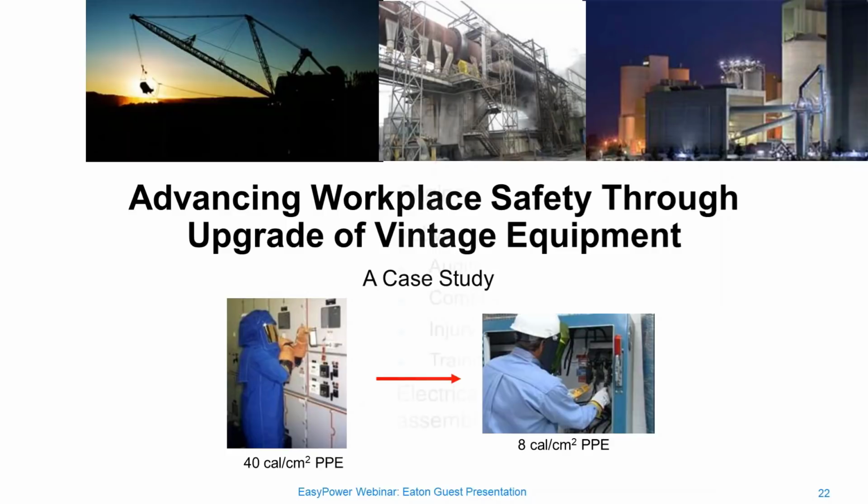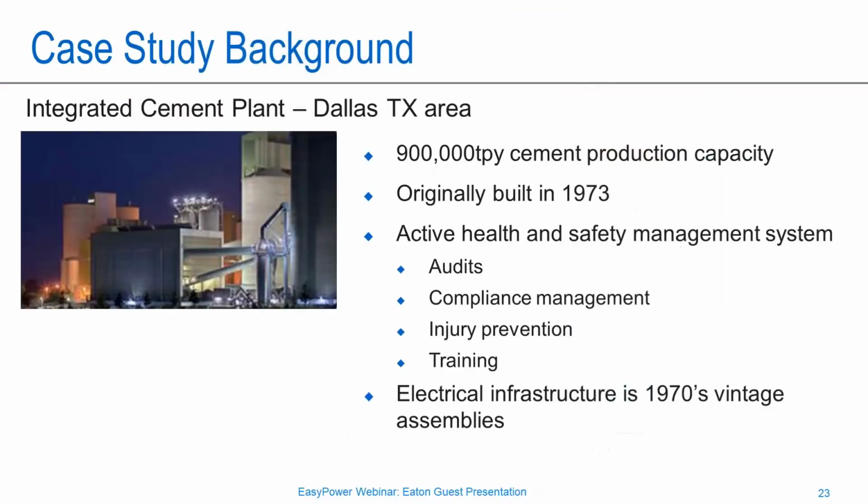This is a case study of actually a cement plant in the Dallas, Texas area. Not unlike a lot of the industrial plants across North America, a lot of these plants were built in the 70s or before. And so although the business has a very strong health and safety management system in place, and they're focused on making sure that their employees are safe when working in electrical systems, the infrastructure is 70s vintage equipment, so there's not much opportunity to take advantage of some of the latest technologies that address arc flash hazards.